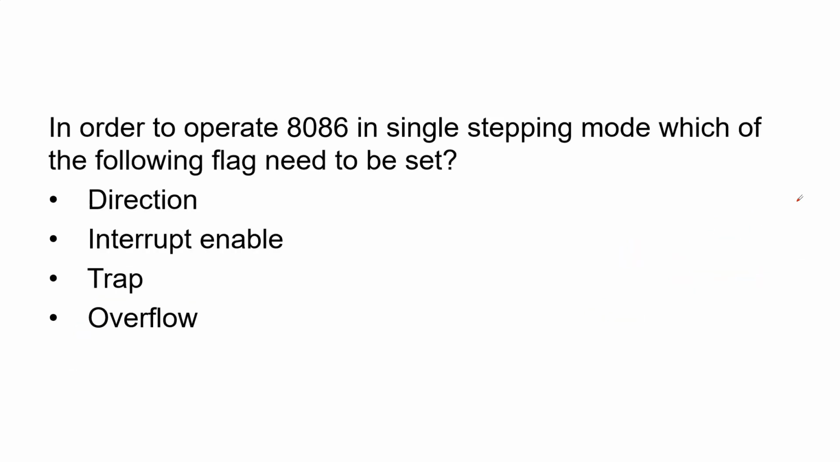In order to operate 8086 in single step mode, which of the following flags needs to be set? We have control flags like trap flag, and interrupt enable flag in 8086, and the overflow flag as a status flag. Specifically, the trap flag. Whenever this flag is set to 1, the 8086 will automatically enter single step mode. So in the flag register we need to set the trap flag equal to 1.